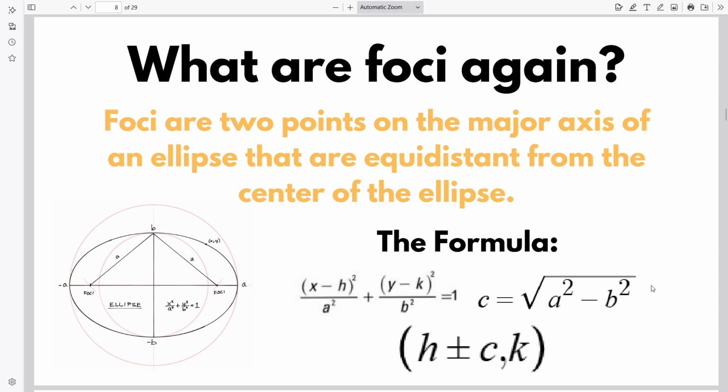Now this is the formula. This might seem familiar. c is the radical of a squared minus b squared. It's like a weird version of the Pythagorean theorem, which instead of plus it's minus. Why? Well, you don't really need to know that. So basically, I find the c, and it's just h plus or minus c, k, where h and k are just referring to the center of the ellipse.